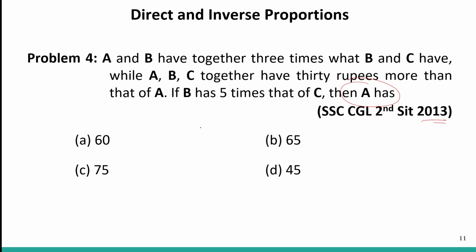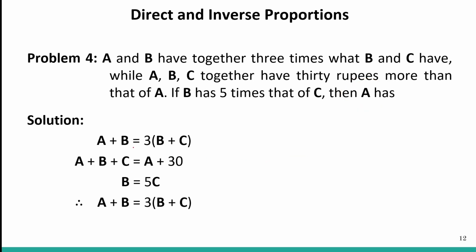The options are A is equal to 60, B is equal to 65, C is equal to 75 and D is equal to 45. Okay, so let's see.